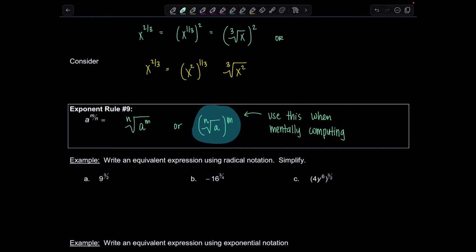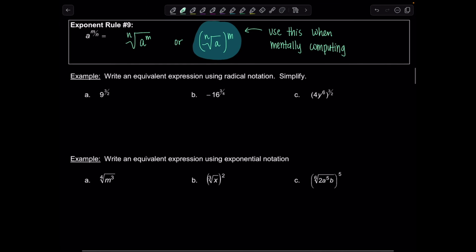Okay, here we go. Write an equivalent expression using radical notation and then simplify. We have 9 to the 3 halves. First, let's do the version that I said. You're going to take the nth root of a, so you're going to take the square root of 9 and then raise it to the third. So that would be 3 raised to the third, which is 27. Boom. See how painless that was?